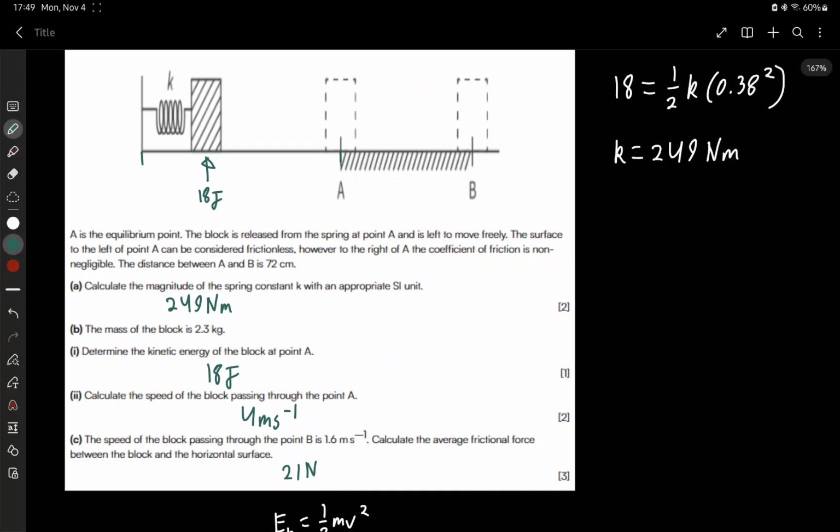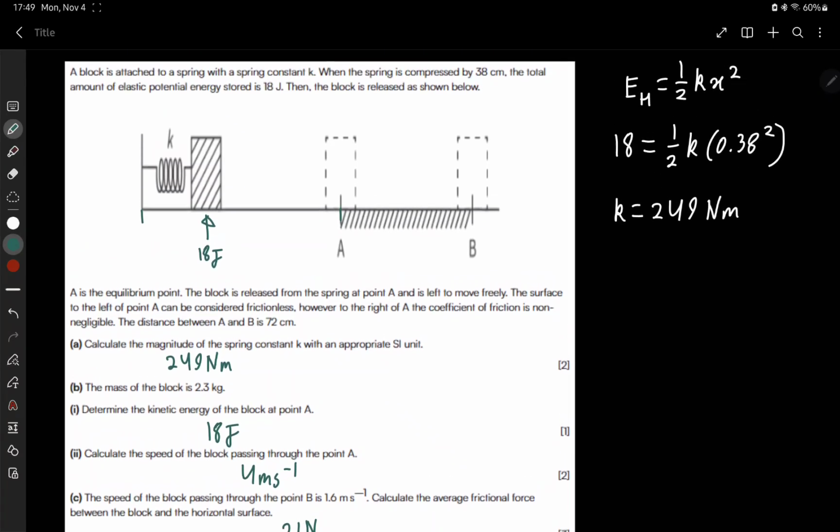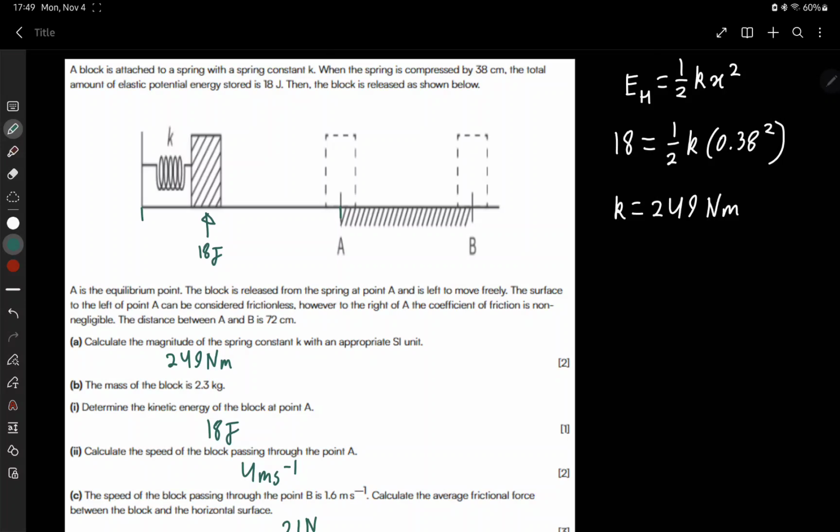So, an overview of this question. This question is really nice because it gives you a step-by-step to find the final answer, pretty much. What we did was we first found the spring constant, based on the fact that we were given the elastic potential energy and the compression or the displacement of the spring. So we found the K value, the constant value.